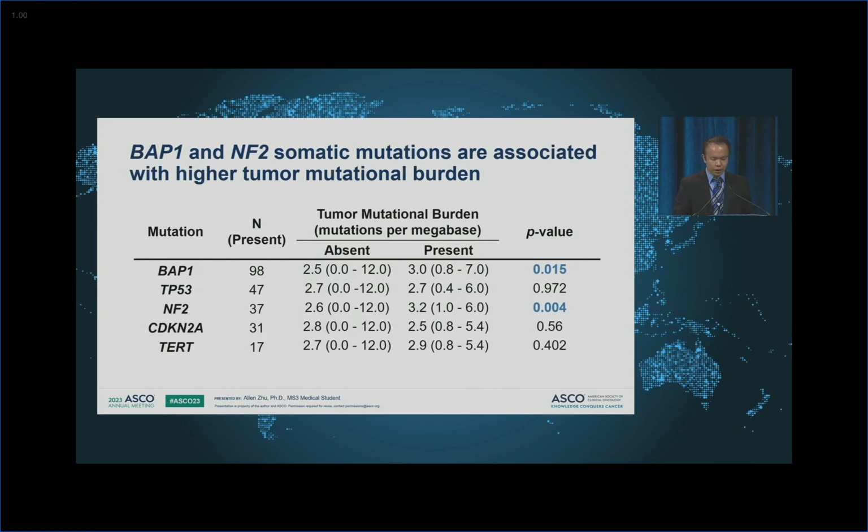Genomic sequencing also provided the tumor mutational burden of each sample, listed here as the number of mutations per megabase. And between samples that were positive or negative for a mutation of interest, we found that BAP1 and NF2 positive tumors showed a higher mutational burden.